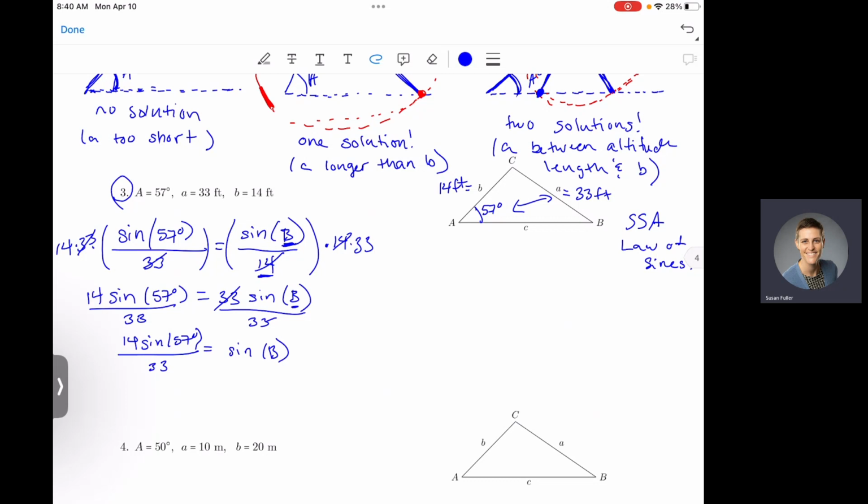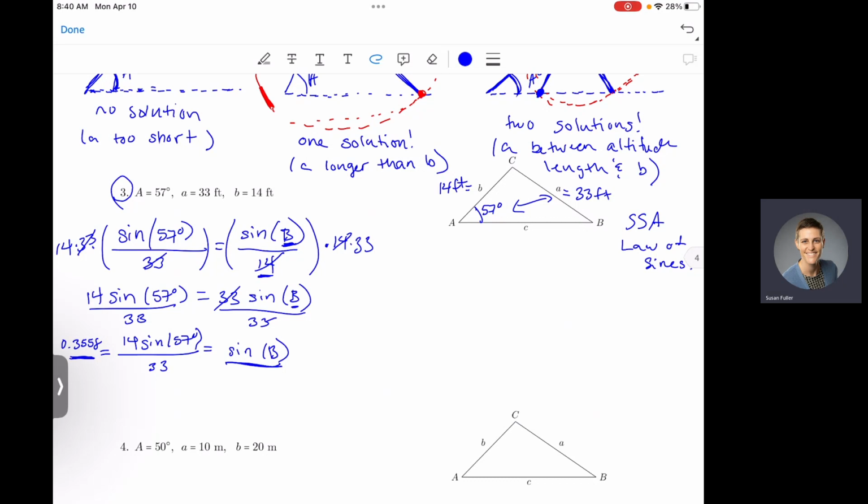Now, this is something that I can put in my calculator. So I'm going to say 14 times the sine of 57 degrees divided by 33. I put that in my calculator and I get 0.3558. So I've got that the sine of angle B is equal to 0.3558. 0.3558 is definitely not on the unit circle, but it is in the range of sine. It's between -1 and 1. I'm going to have solutions here.